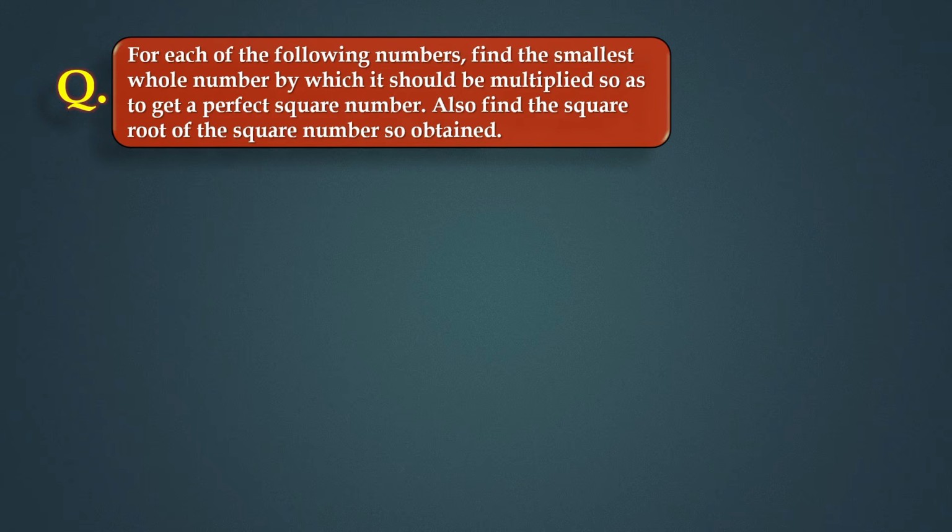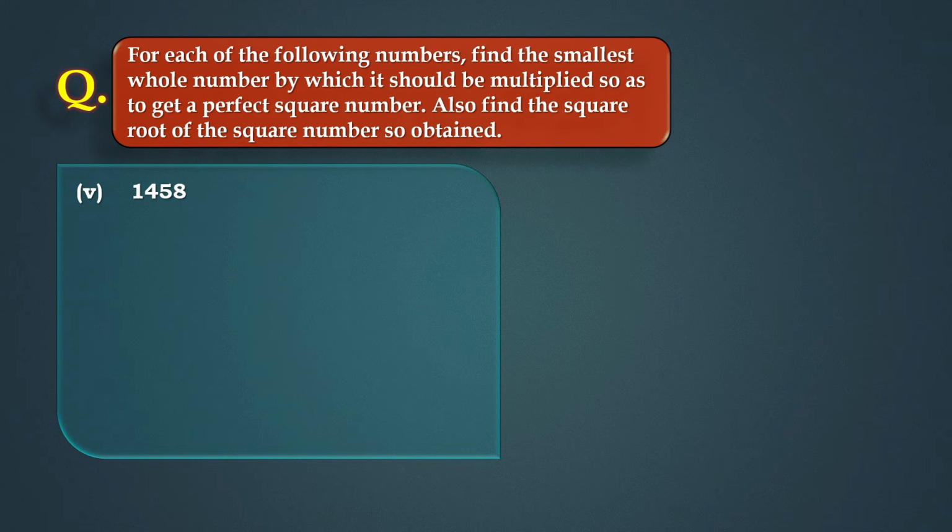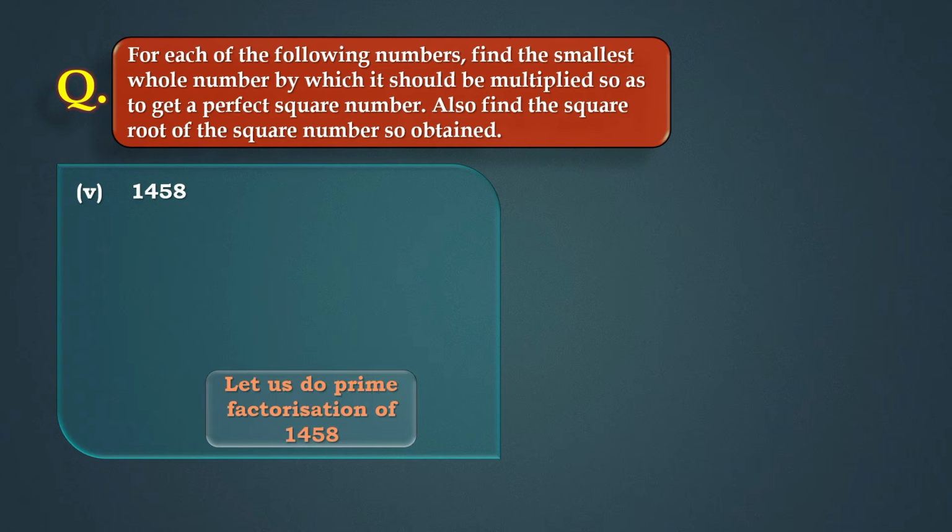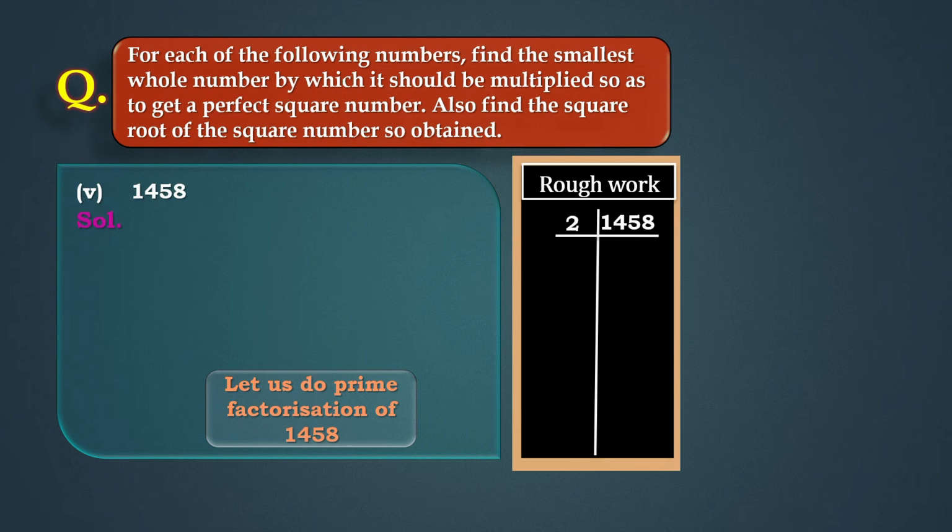Now students, let us solve the next example. We are given the number 1458. We need to find the smallest whole number by which it should be multiplied to make it a perfect square, and then find the square root of the new number. First, let us find the prime factorization of 1458. We begin dividing by 2. 1458 divided by 2 gives 729.